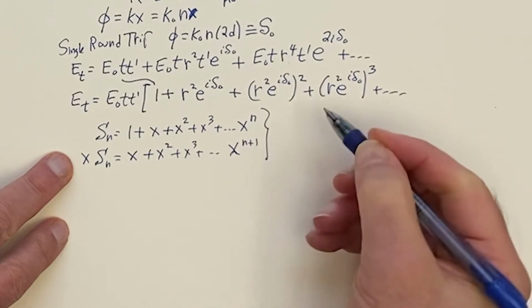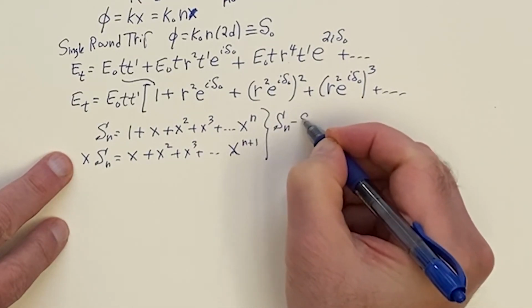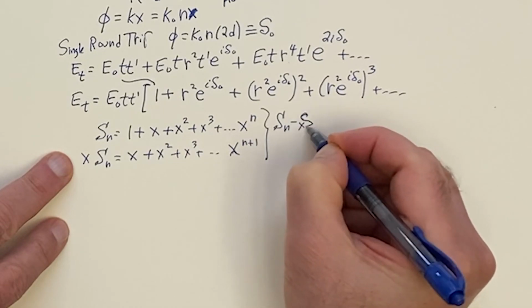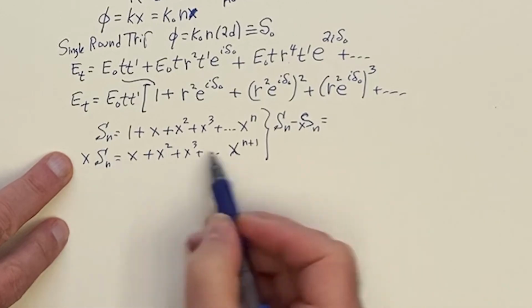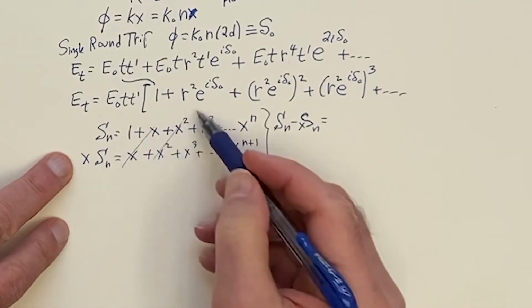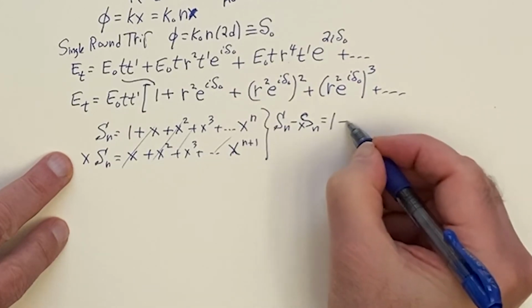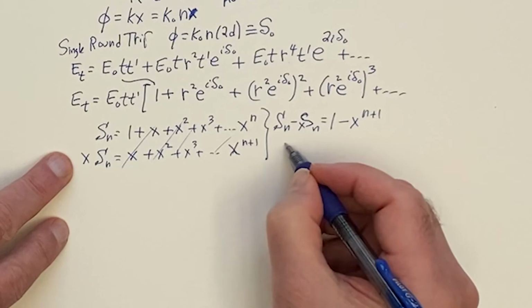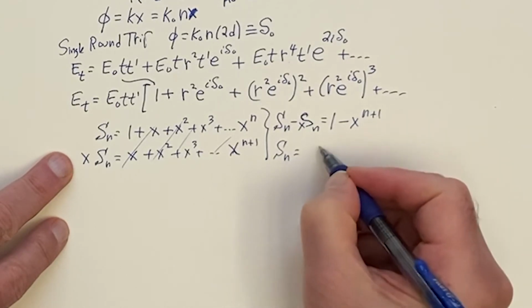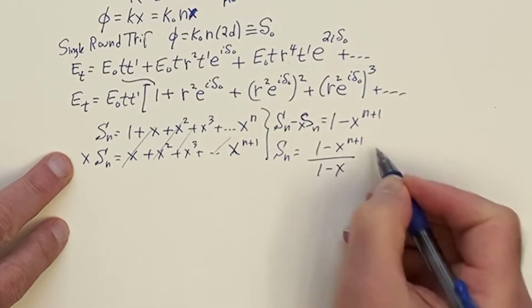And then what you do is you subtract, and if I subtract here, I'm going to subtract the bottom one from the top one, then this cancels, and I'm left with a 1 and minus x to the n plus 1. And then I can factor out 1 minus x there, and I get the famous formula, 1 minus x to the n plus 1 over 1 minus x.